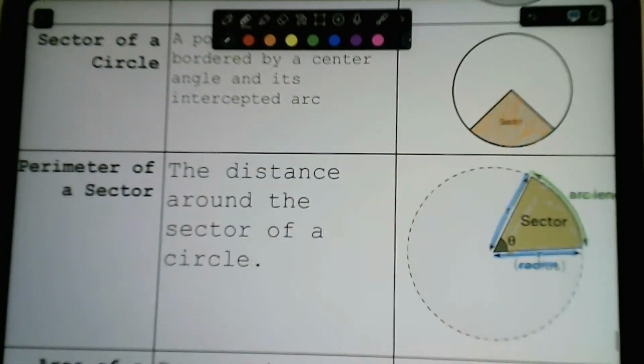The perimeter of a sector is the distance around the sector of a circle. So if you were putting ribbon around the pizza slice, I don't know why you would put ribbon around the pizza slice, but if you were, you would need to know how much ribbon, and so you would get the two radii that are the edges of the slice, and then the arc length of that slice.